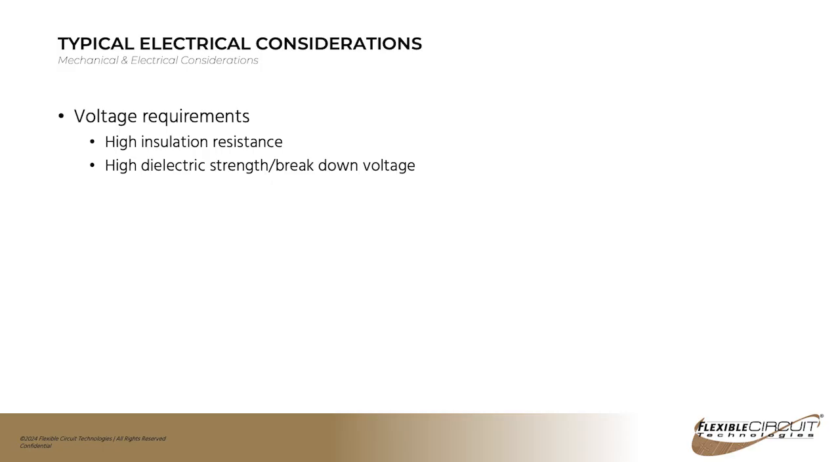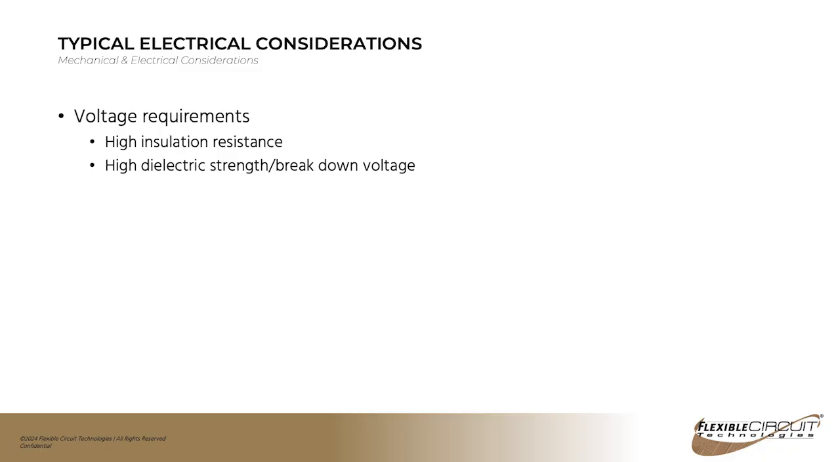So now we'll look at the voltage requirements. High insulation resistance and high dielectric strength and breakdown voltage. Fortunately, the materials we use for flexible circuits are really good when it comes to dielectric potential. Polyimide film is good to close to 5,000 volts per mil, and the adhesives are about half that, which is still very good. So you're going to get very good dielectric breakdown and insulation properties from our materials.